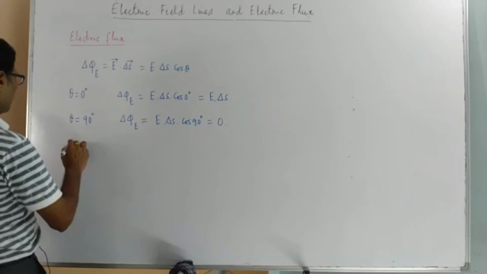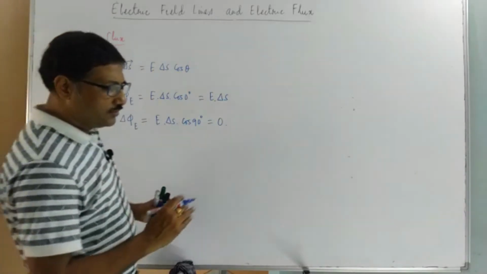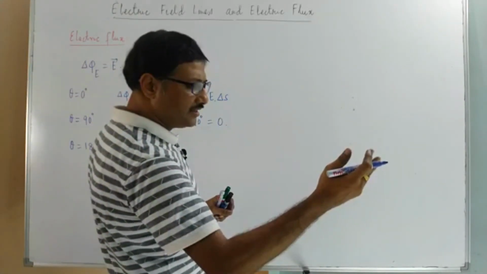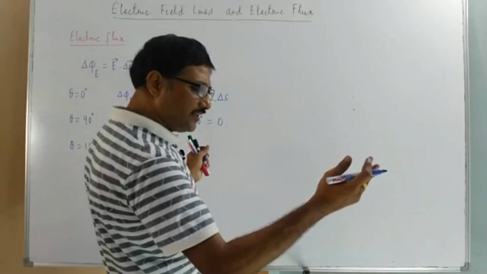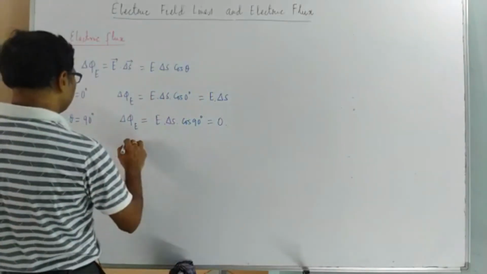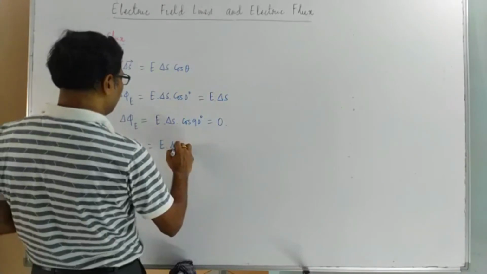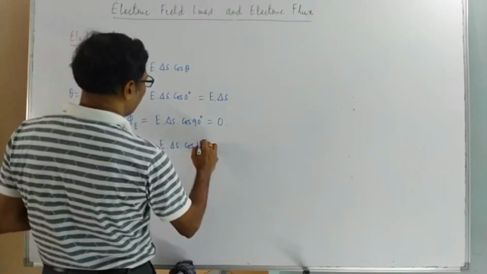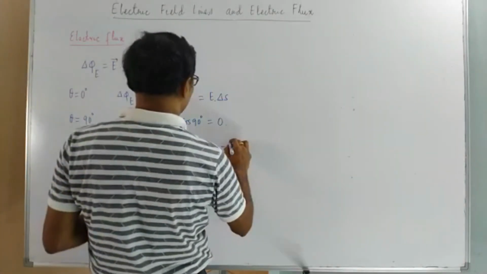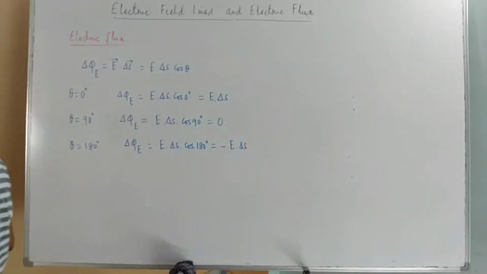If theta is equal to 180 degree, the outward normal to the surface and the direction of the electric field make an angle of 180 degree. In that case, delta phi E is equal to E into delta S into cos 180 degree. Cos 180 degree is equal to minus 1. So I have minus E into delta S.